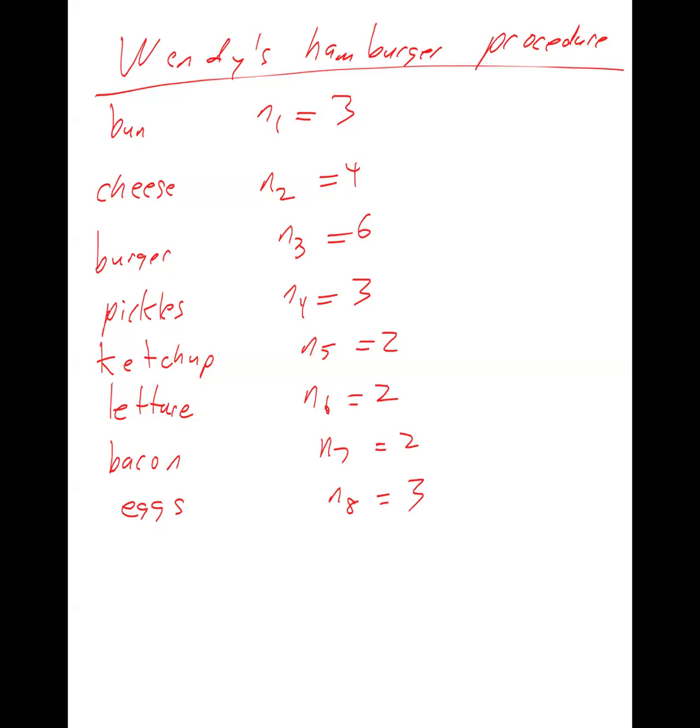If those are the steps on the conveyor belt: the buns, the cheese, the burgers, the pickles, the ketchup, the lettuce, the bacon, and the egg section. Okay, how many total ways are there to make your hamburger? Well, you have to do 3 times 4 times 6 times 3 times 2 times 2 times 2 times 3. So how many would that be?